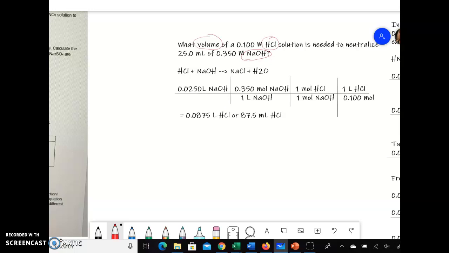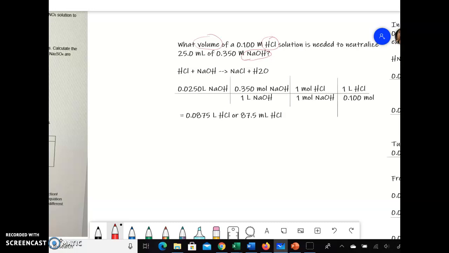So anytime you're given information about one compound, but you need information about another compound, you're probably going to do a mole-to-mole ratio from the balanced reaction. So the first thing is I wrote out the reaction, HCl plus NaOH, and it's just a double replacement. It's just a normal Arrhenius reaction. And it's all 1-to-1 because everything is +1 and -1.